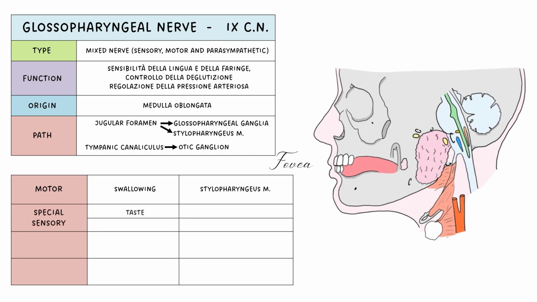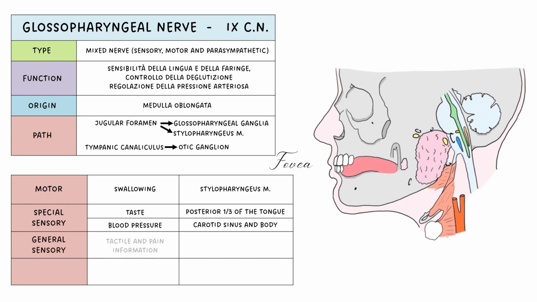The special sensory component transmits taste sensation from the posterior third of the tongue and visceral sensory information from the carotid sinus and body, for regulation of blood pressure. These signals travel through the petrosal ganglion, pass through the jugular foramen, and terminate in the solitary tract nucleus.